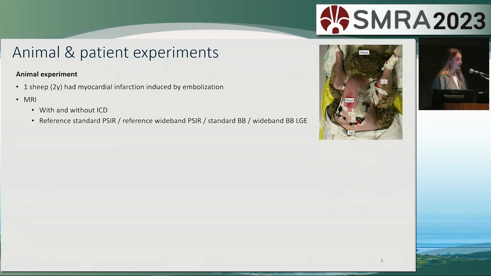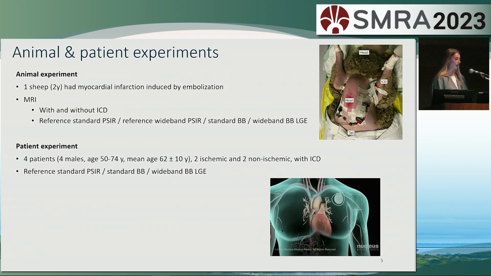The method was tested on an animal, a sheep, who had a myocardial infarction induced by embolization. MRI was conducted with and without an ICD, a defibrillator. In case of ICD, it was taped on the side of the sheep near the shoulder. And we applied 4 different sequences. So we had our reference PSIR, standard and wideband, and then we applied standard black blood and wideband black blood.